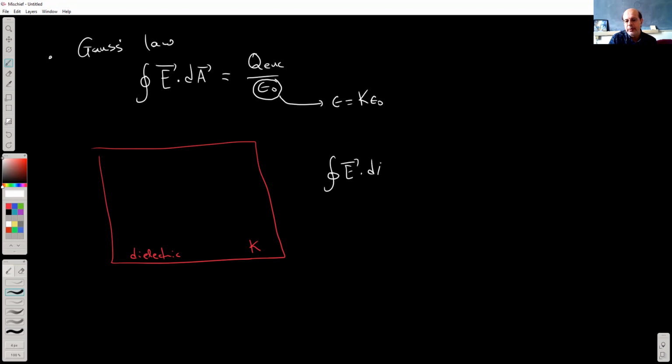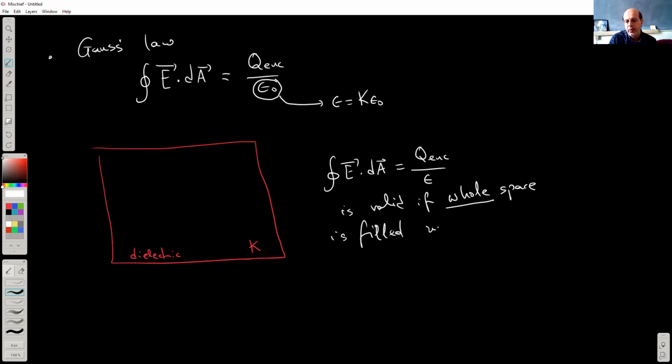So the electric field dotted with area, that's equal to the enclosed charge divided by epsilon, is valid if the whole space is filled with the same dielectric. What happened to k? It's still in there. The permittivity of the medium is the dielectric constant of the medium multiplied with epsilon zero. So all I need to do is to replace this epsilon zero with epsilon, that's it. But only if the whole space is filled with the same dielectric material.